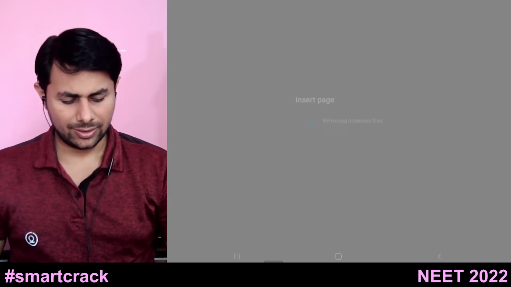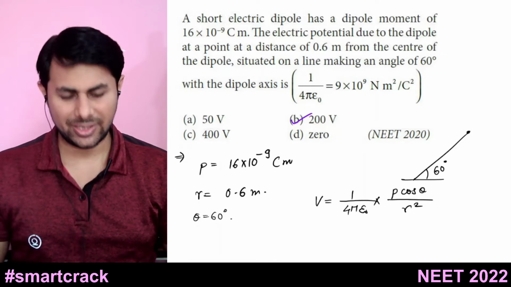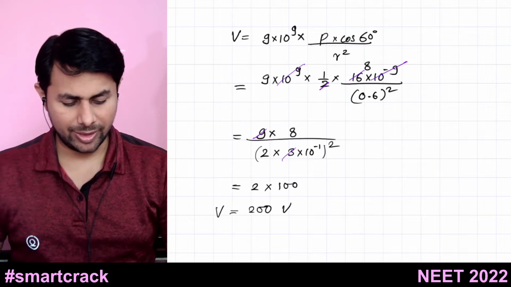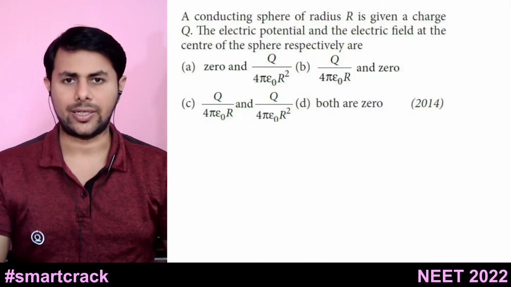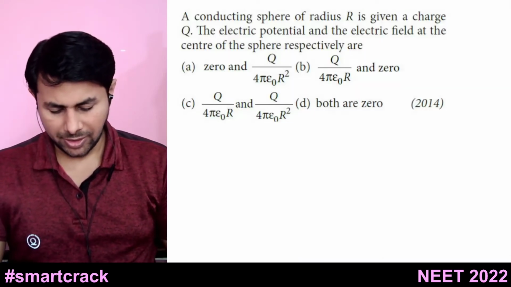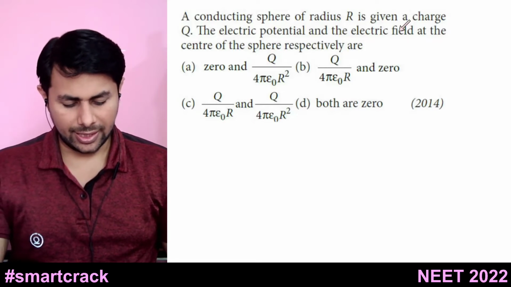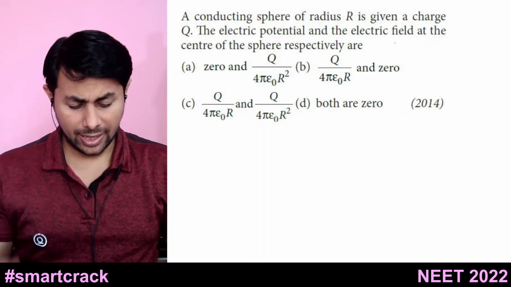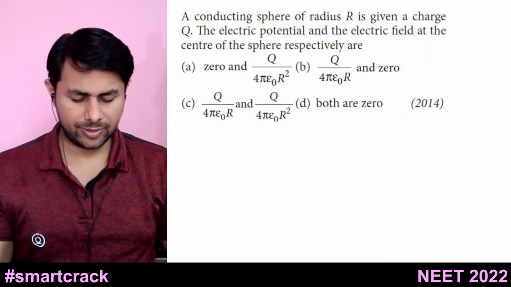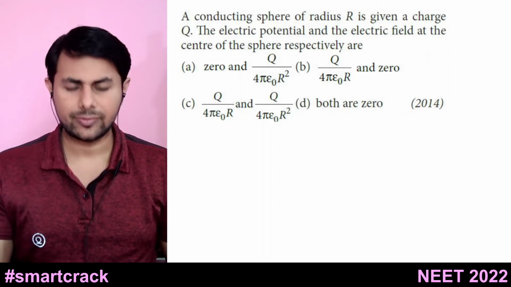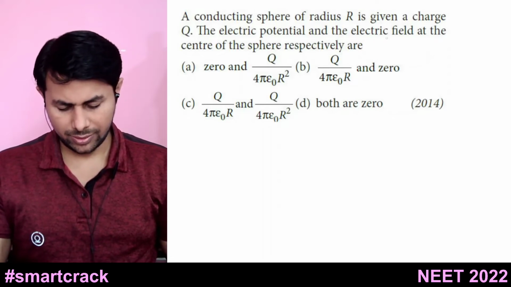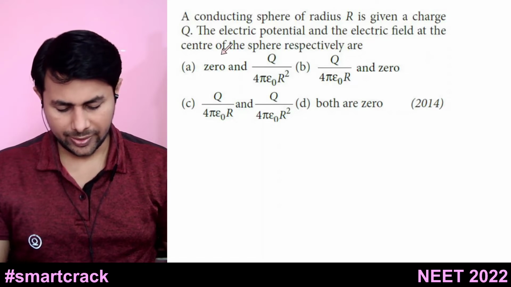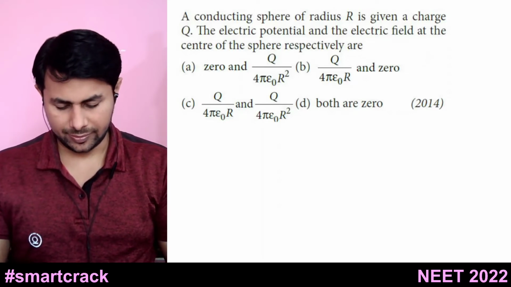Okay, this was very simple, very straightforward, and most of the questions from this chapter will be simple. All right. After that, next question: a conducting sphere of radius r is given a charge q. The electric potential and the electric field at the center of the sphere respectively are. Okay, it's very simple. We want the electric potential and electric field at the center of the sphere.